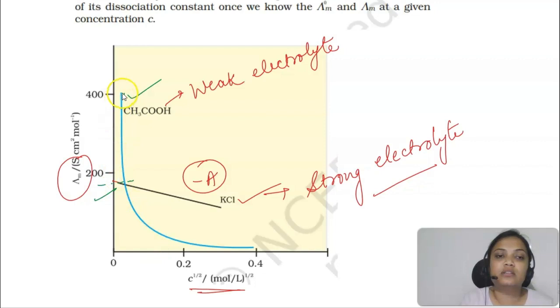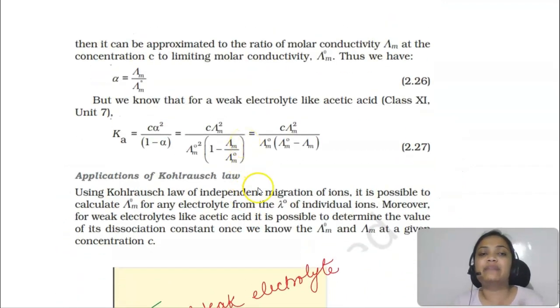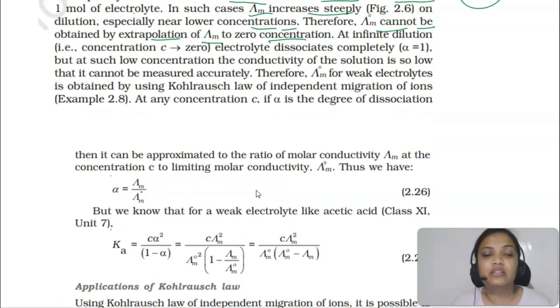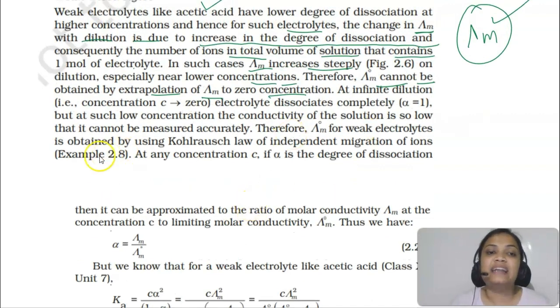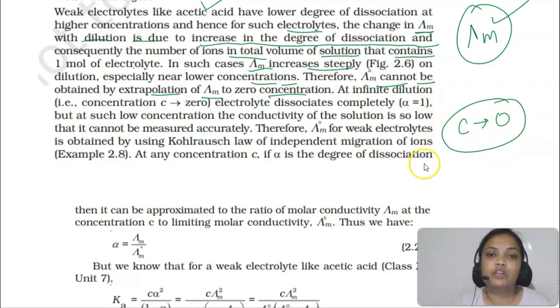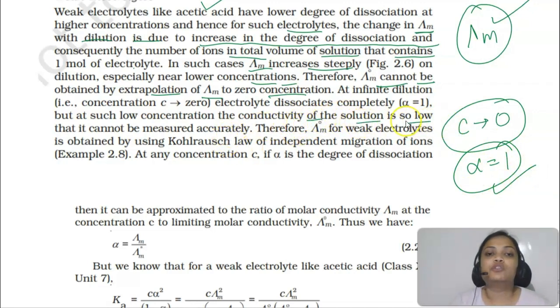You can see at lower concentrations the molar conductivity is very high, because as you dilute, the number of ions and the degree of dissociation would increase at infinite dilution. Now talking about infinite dilution, where the concentration approaches zero, in that case we consider that the electrolyte dissociates completely. Alpha is 1, the degree of dissociation is 1, but at such low concentration the conductivity is so low that it cannot be measured accurately.